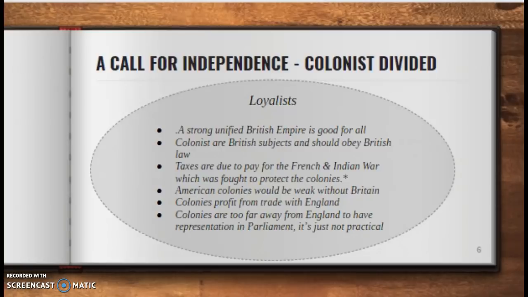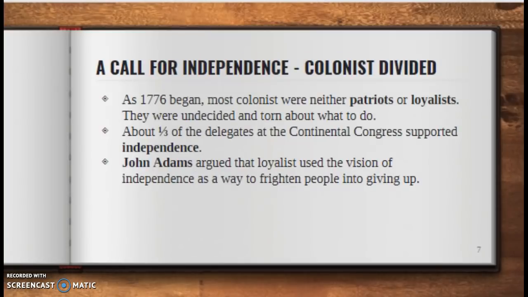Loyalists also believed that American colonies would be weak without Britain. They said that the colonies profited from trade with England, which is true. We're going to talk about more of that moving forward. And loyalists also believed that the colonies were too far away to ever have a voice in Parliament. So these are the two sides that we have in the colonies. We have patriots who believed we need to fight for independence, and loyalists who believe we need to stay under British rule. Now this is where your notes come in.